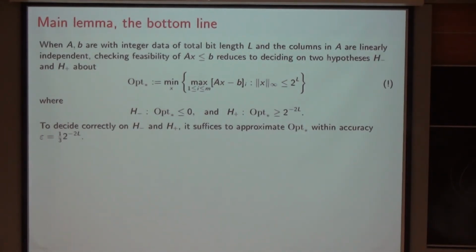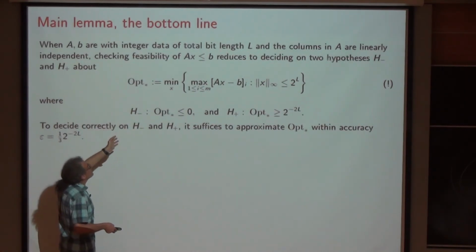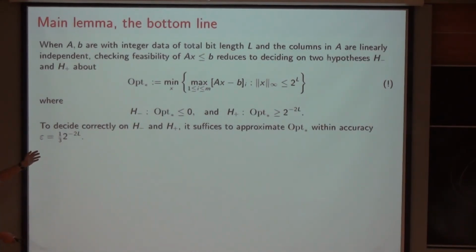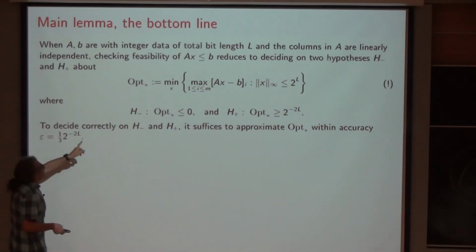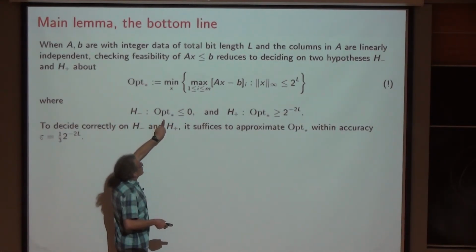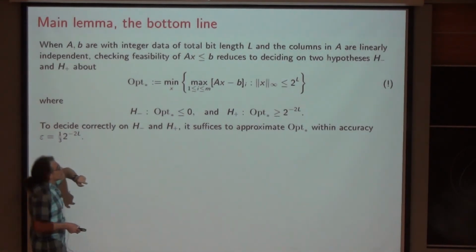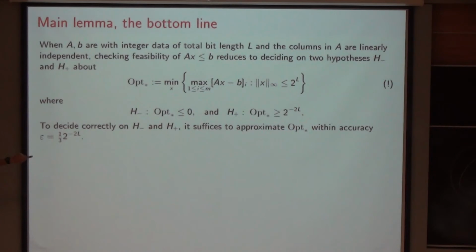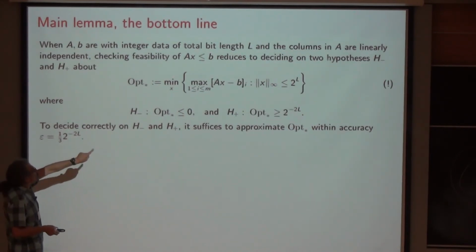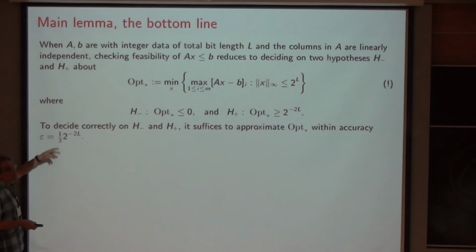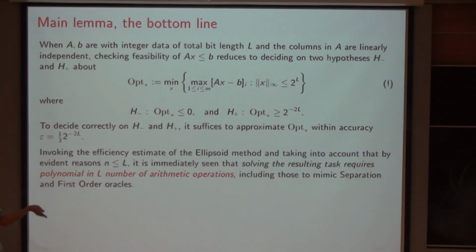Now, what we come to, look, now we have to solve a problem like this. We have to answer the question. We have an optimization problem, which is perfectly in the realm of the ellipsoid algorithm, and we have two hypotheses about the objective value. Either it's non-positive, or it's larger or equal than 2 to the power minus 2L. And to decide between these two hypotheses, it suffices to solve our problem to accuracy 1/3 times the gap between the two. So let us use the ellipsoid algorithm to do this.